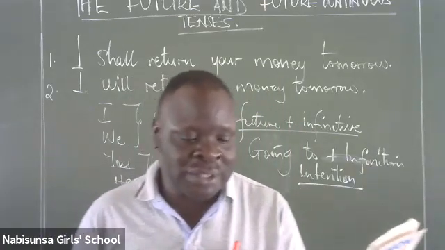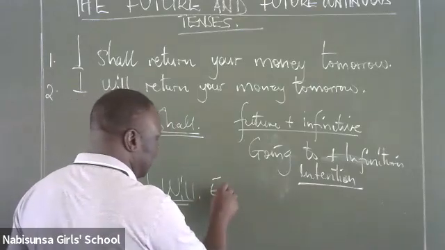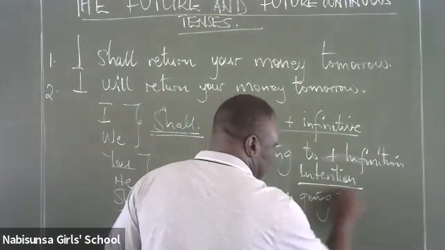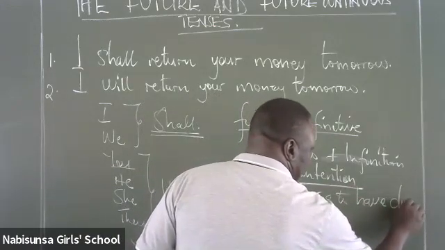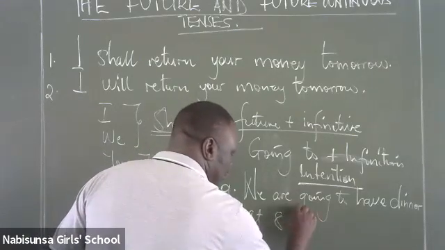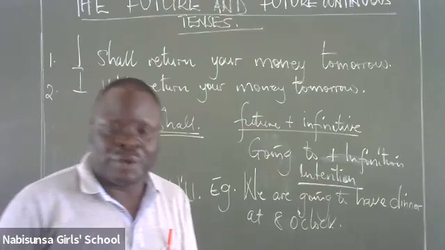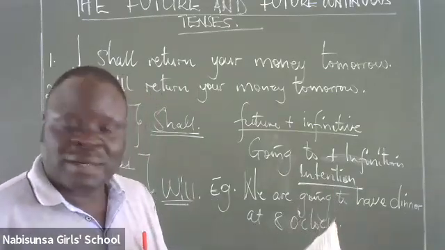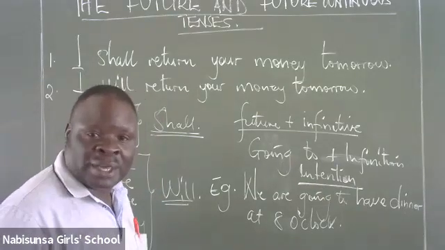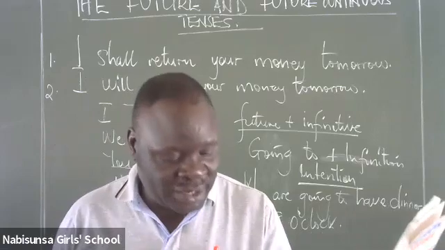Now, when you say we are going to have dinner at 8 o'clock, I hope you see very well. That's the example we are giving of going to plus infinitive. We are going to have dinner at 8 o'clock. She's going to leave school in June. That's the second one. You can write. I'm not writing on the blackboard. She is going to leave school in June.